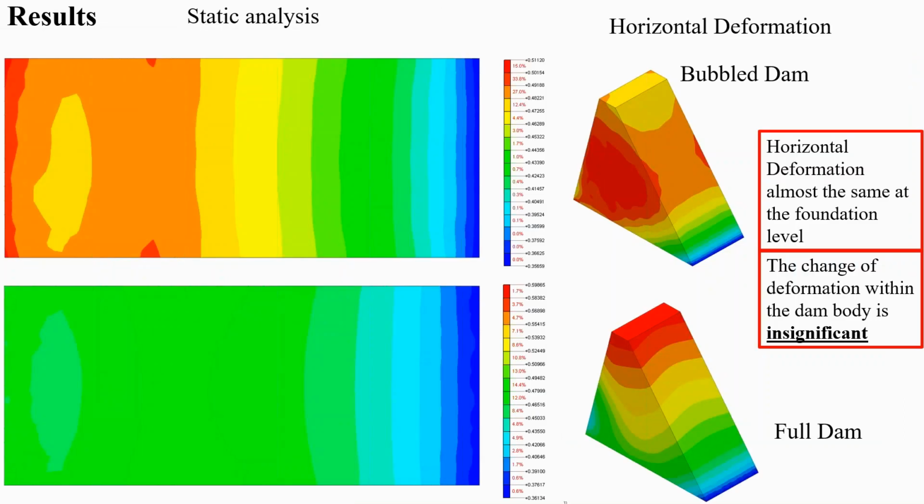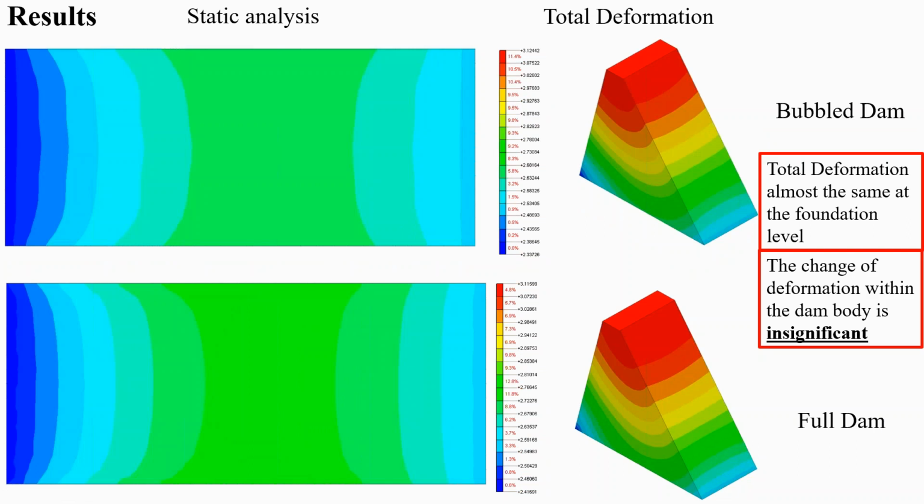For the static analysis, in the horizontal deformation, there is no significant difference in deformation at the foundation level, even inside the dam or on the outer surface of the dam. This is the horizontal deformation at the base, and you can find that the difference is not significant. The same holds for the total deformation at foundation level. The change of deformation within the dam body is insignificant.